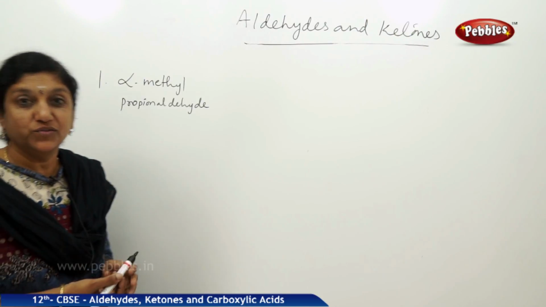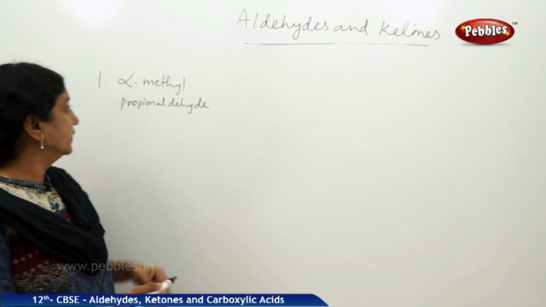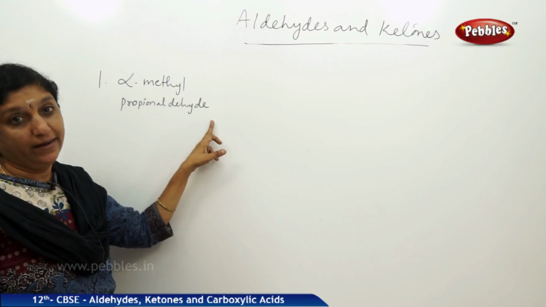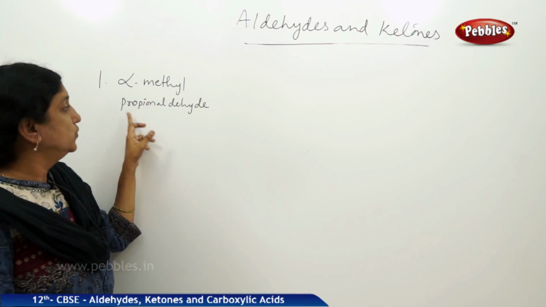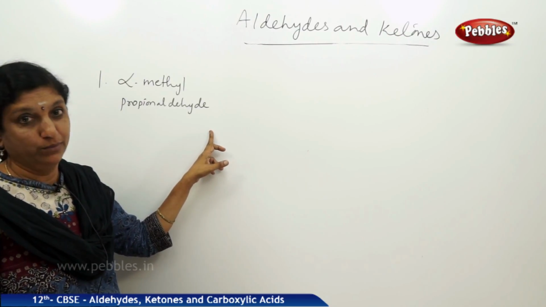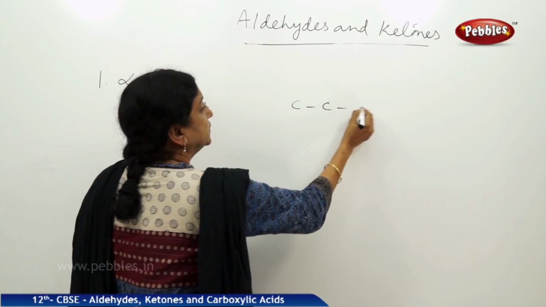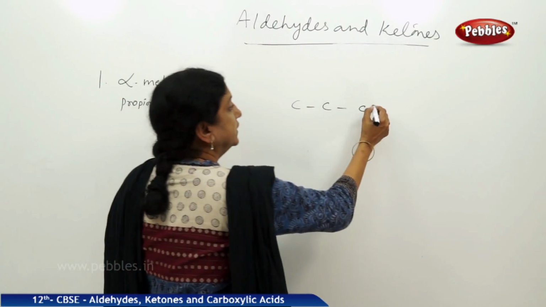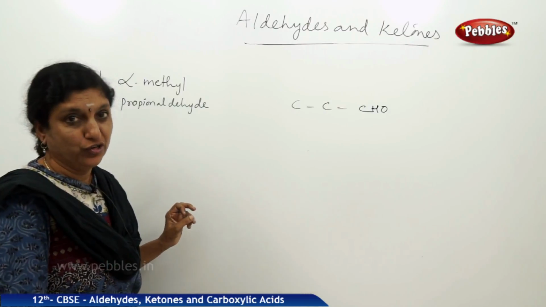If you have really understood the rules, you will be able to write the structure for this compound. Now it says alpha methyl propionaldehyde. Prop meaning 3 carbons, isn't it? So propionaldehyde must be an aldehyde containing 3 carbon atoms. So let us add 3 carbon atoms in a straight chain like this, and let one of the carbons be involved in the aldehydic functional group.